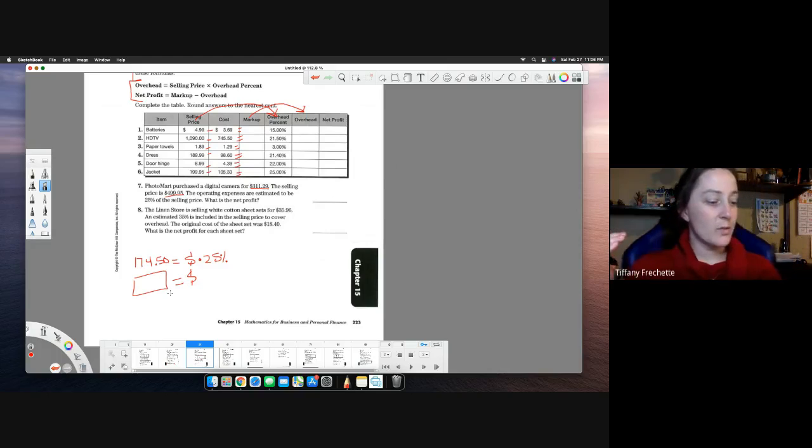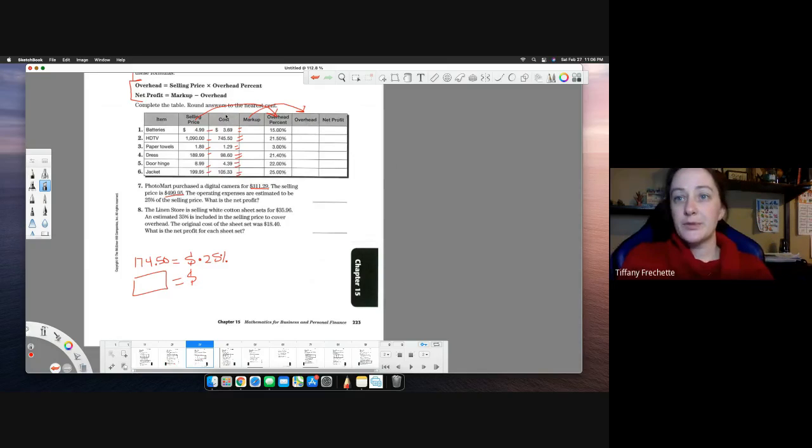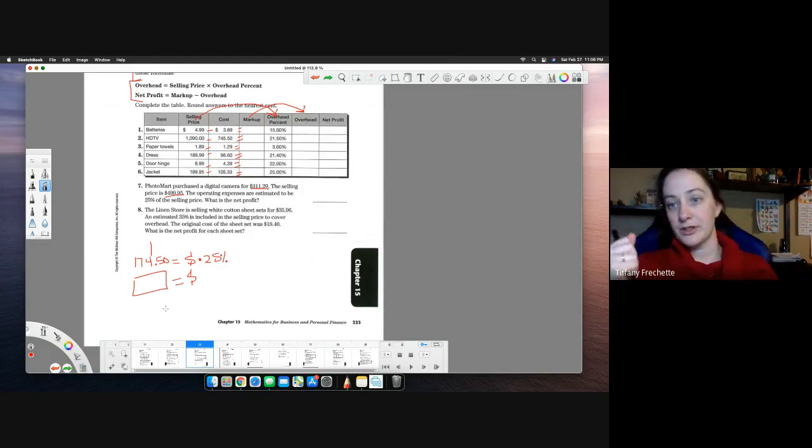And the last piece they want is the net profit, and the net profit is, just like it says up here, markup minus the overhead. So once we have our markup, we're going to subtract it from this $174.50 because we already know what our overhead is. We just need to know what our markup is, which we calculate in that second step there, right, that I was just talking about.